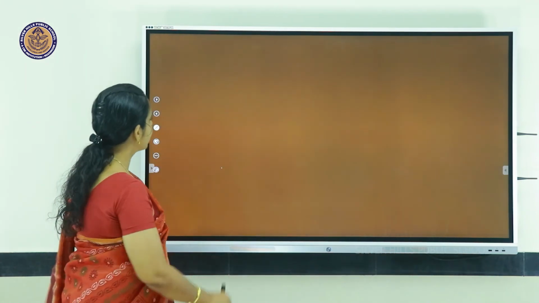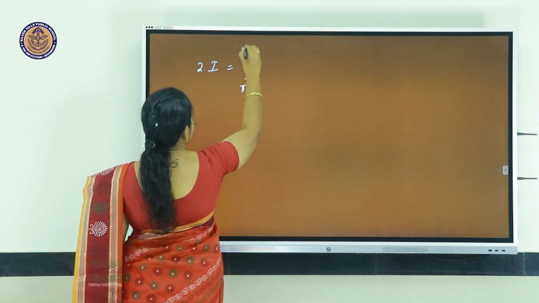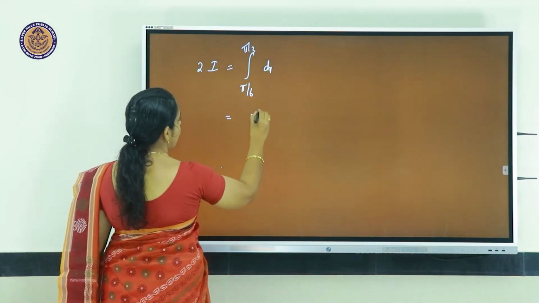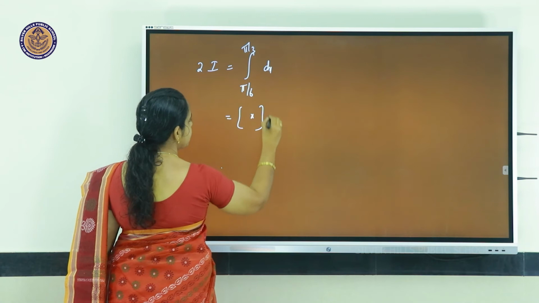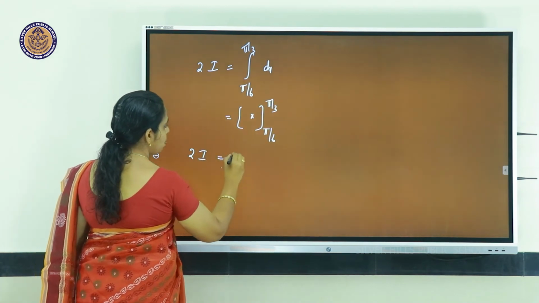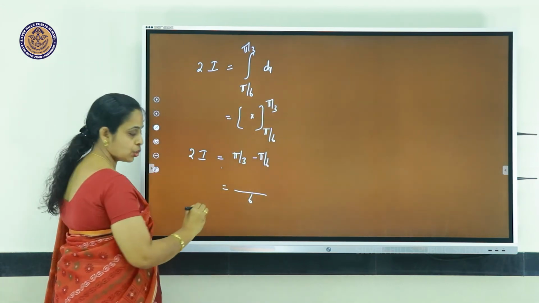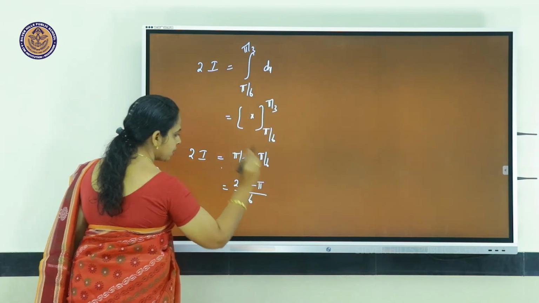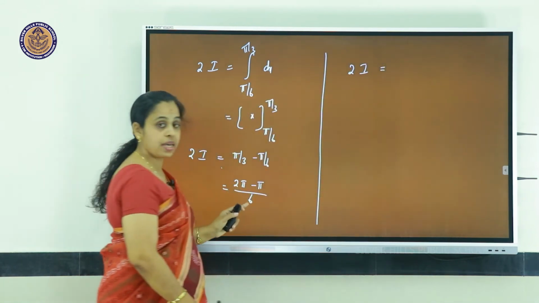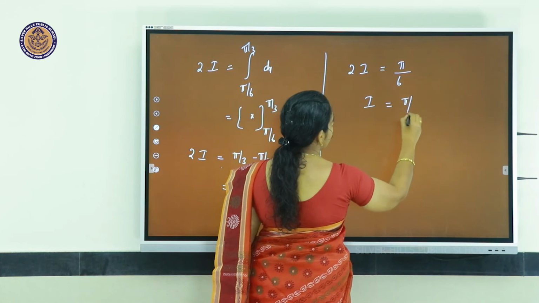Now let us see. 2I equal to, I am copying the same step, integral pi by 6 to pi by 3 dx, equal to, dx is x, x on the limits pi by 6, pi by 3. Now let us give the upper limit and lower limit respectively. Pi by 3 minus pi by 6. LCM 6. 2 pi minus pi. So, 2I equal to pi by 6. So, I will be equal to pi divided by 12.